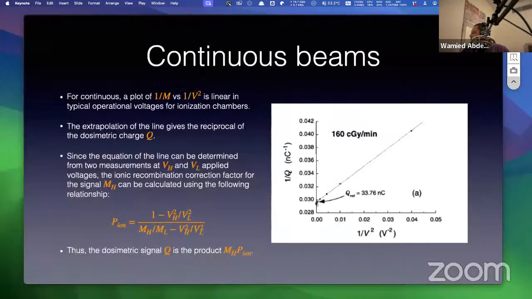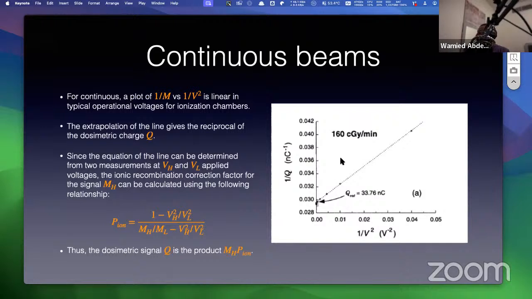So this is a plot. This is a continuous beam. So for example, in a cobalt beam, or even if we have an orthovoltage machine, orthovoltage machines are considered continuous beams. And this is a plot of 1 over Q versus 1 over V squared. Again, you see the data points, and you get almost like a straight line. So the idea is just extrapolate this line and get the intercept. The intercept is 1 over the dosimetric signal.